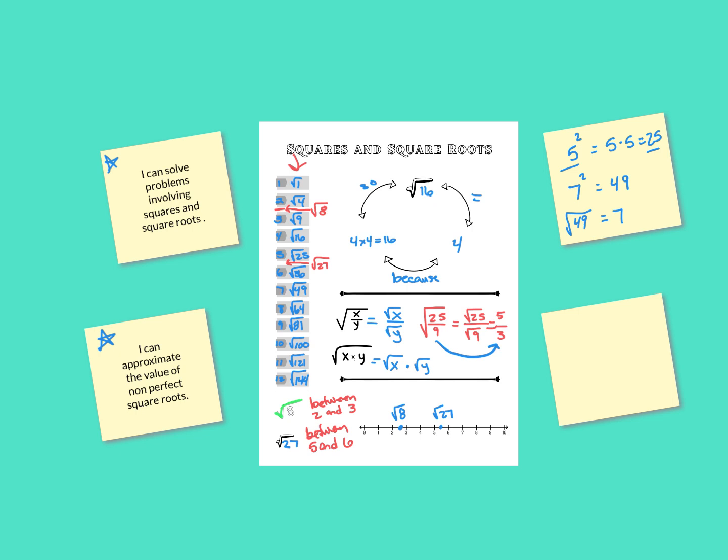So we can estimate by first finding where the square root falls on our list, and finding the numbers it's between.